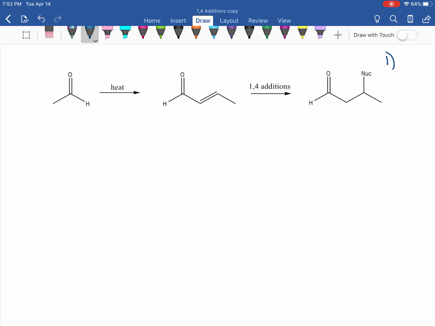So in our last video, we introduced the idea of a 1-4 addition, and we used two nucleophiles: cyanide and ammonia. But this could be any kind of amine. This could be some sort of secondary amine. This could be anything but a tertiary amine. We could have also used the amine in the form of the amine salt. So we could have any of those.